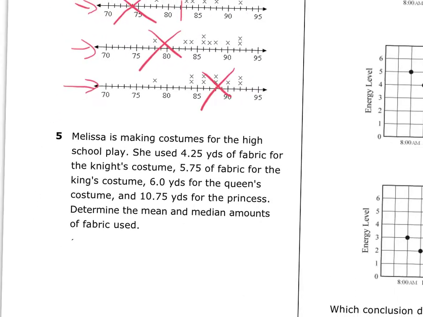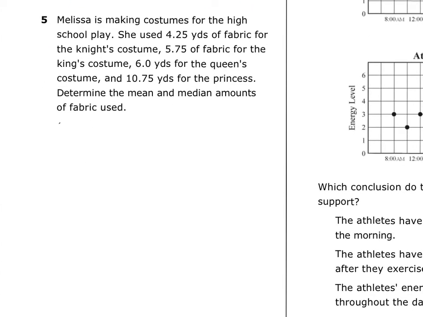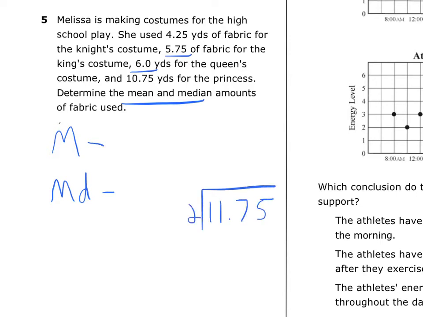Number 5. I would say this is the hardest question on the test, just because it deals with decimals. Melissa's making costumes for her high school play. She uses these different yards of fabric for the different costumes. They want us to determine the mean and the median. Alright, I'm going to do median first. What two numbers are in the middle? 6 and 5.75. Those add together to make 11.75. Then we divide by 2. That'll give us our median, the number that's right in the middle of them.